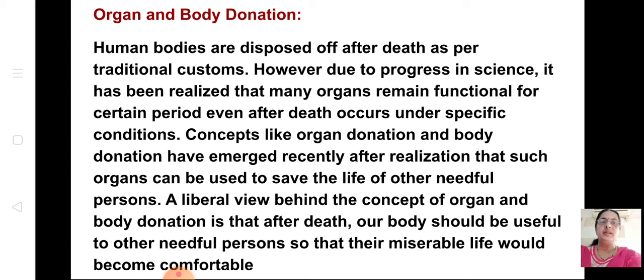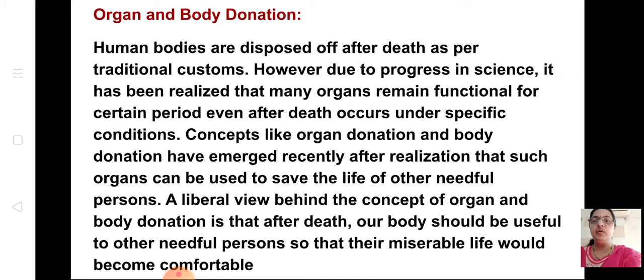Why is the body donated, children? It can be an example for the medical students. When we do practicals in medicine, they will open the body of a real human being. That should be a dead person, isn't it? So they can donate their body to the hospitals, and they can do the surgery. Medical students can learn by opening the dead body. So concepts like organ donation and body donation have emerged recently after realization that such organs can be used to save the life of other needful persons.